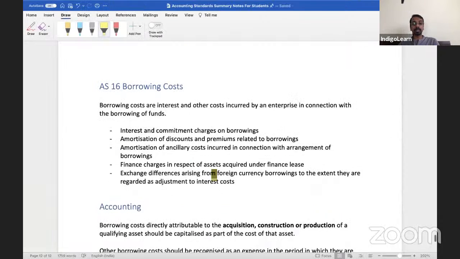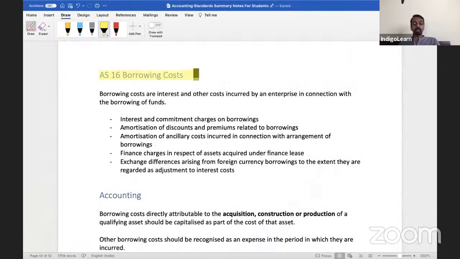Now coming to borrowing cost, again a simple standard which talks about capitalization of borrowing cost. Very simple concept. You may get a theory question which asks about what is a qualifying asset, what is not a qualifying asset, what can be capitalized, what cannot be capitalized, or a question to calculate the amount of borrowing cost to be capitalized.